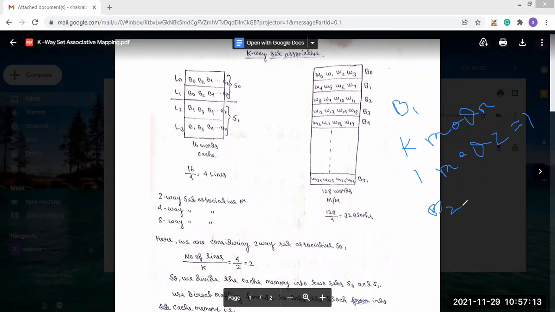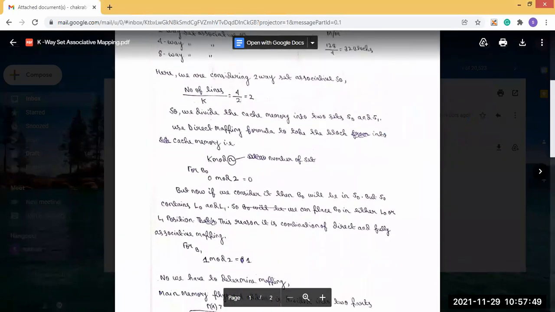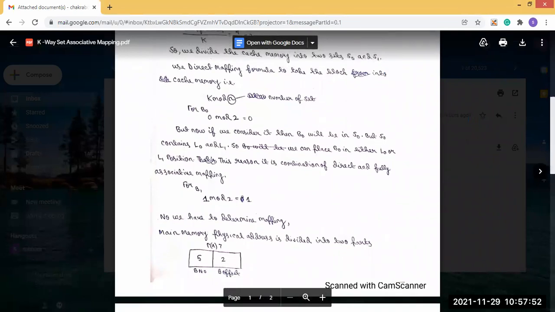But in set number 0, we have line 0 and line 1. Two lines are present. It is not mentioned which line it will be present in, but in set number 0 there are L0 and L1, and B2 can be present in either line. So in L0 or L1, any position, block 2 can be present. This is the advantage of using both mapping techniques here. That is why it is said to be a combination of direct and fully associative mapping.